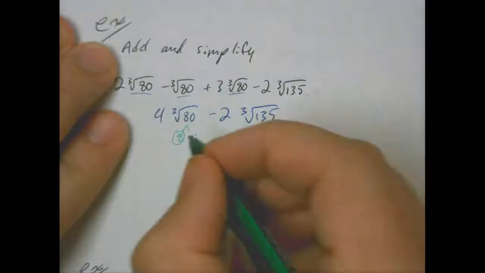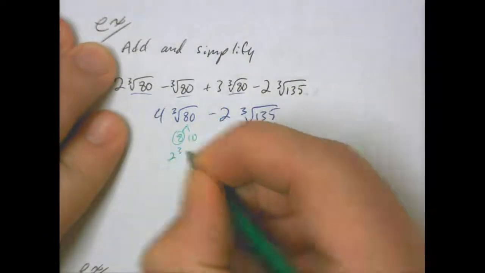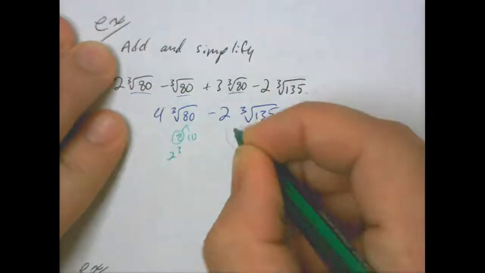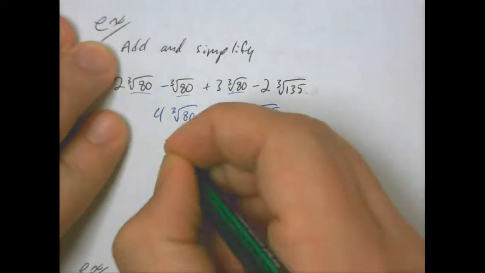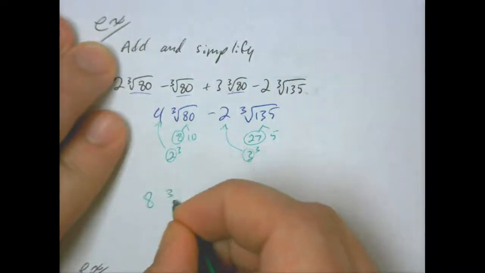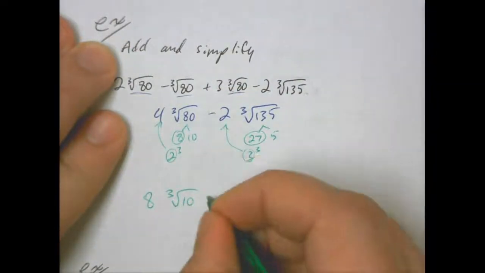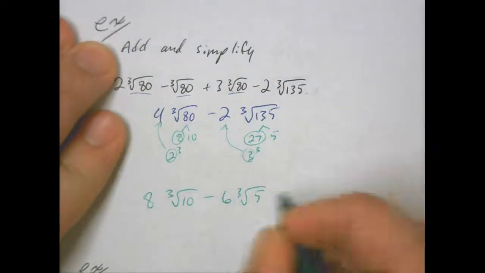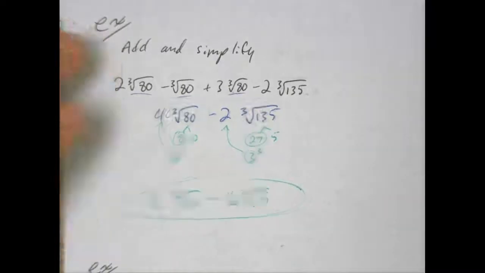So we have, all right, so this is 2 to the 3rd, this is 3 to the 3rd. If I'm pulling out a 3, I'm going to go ahead and multiply it by that 2, and here I'll pull out a 2, so I'll multiply it by the 4, so I have 8 cube root of 10 minus 6 cube root of 5. That is how I will want to see your answer.